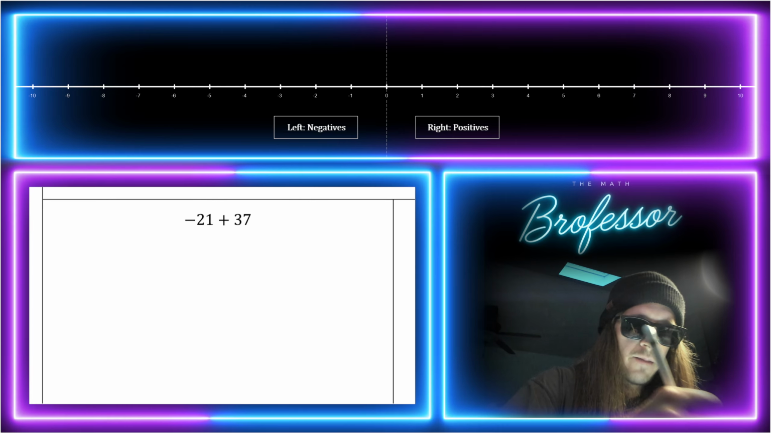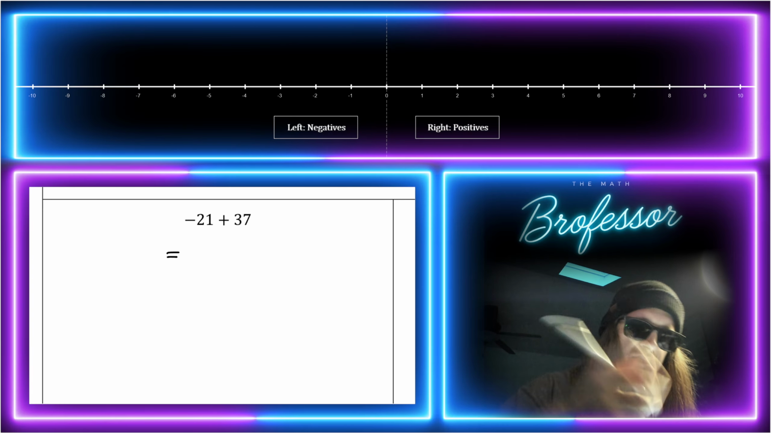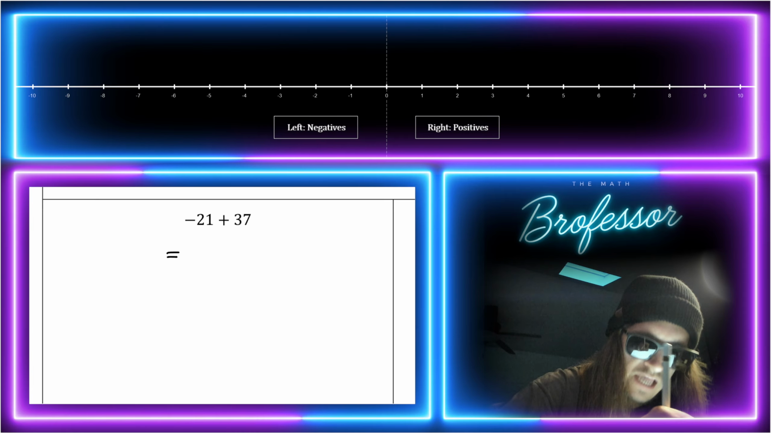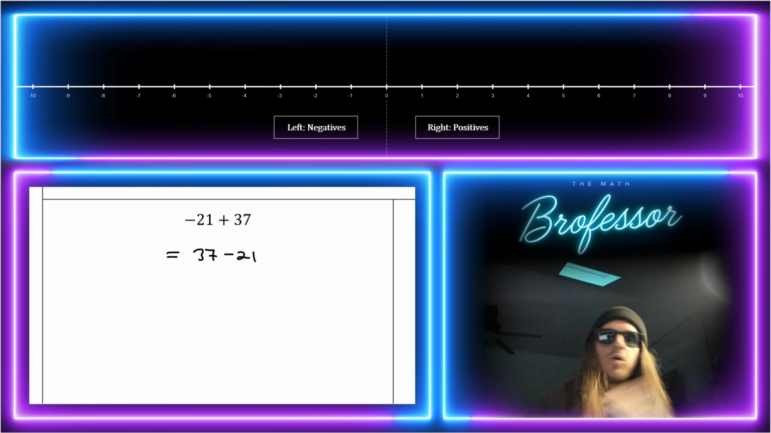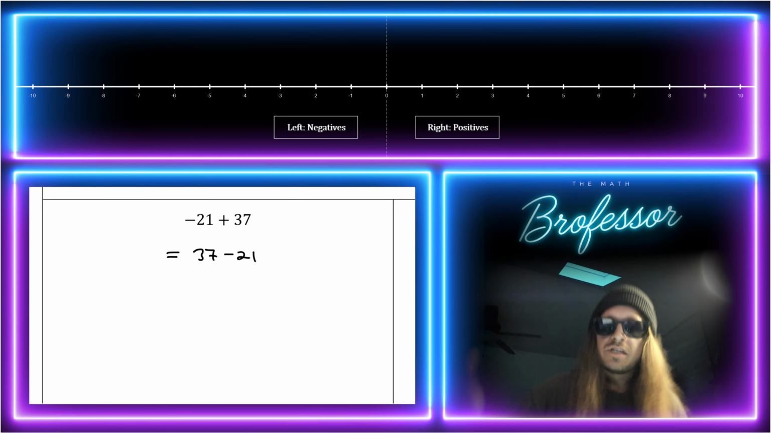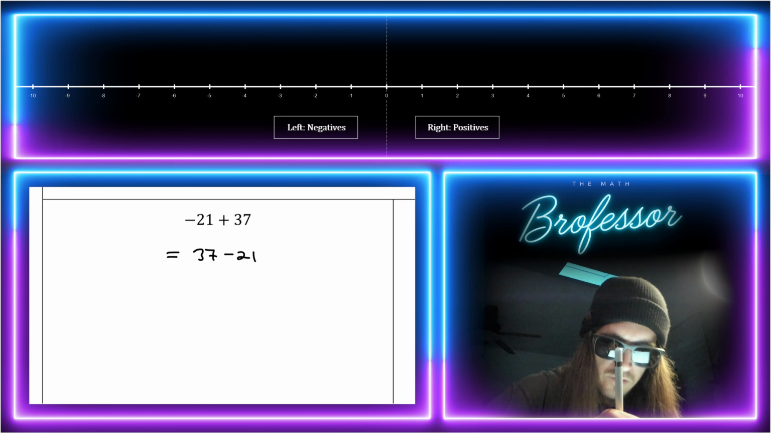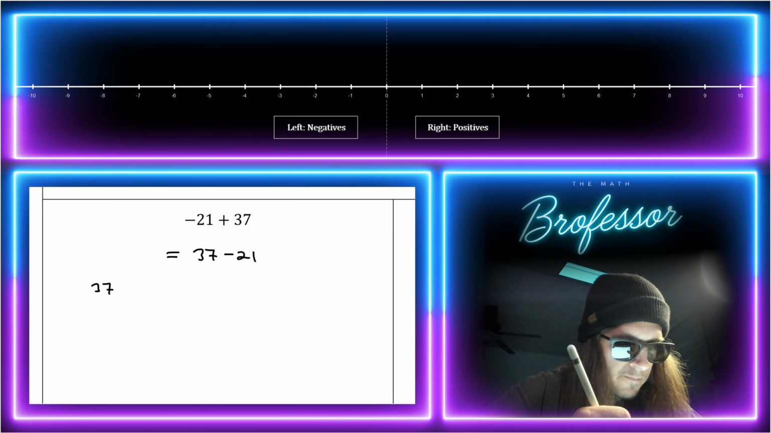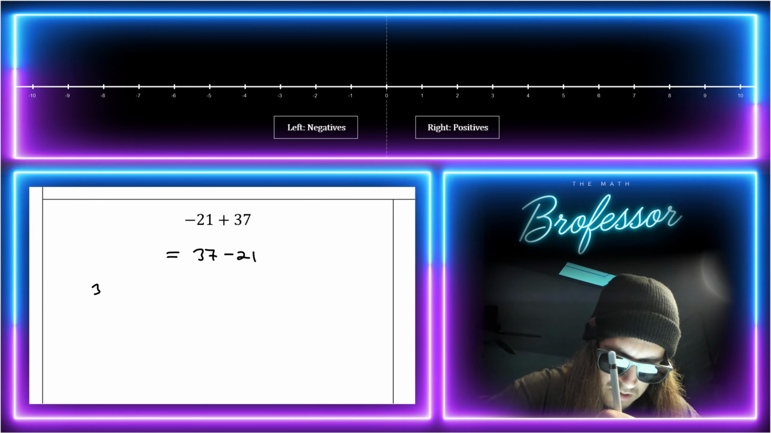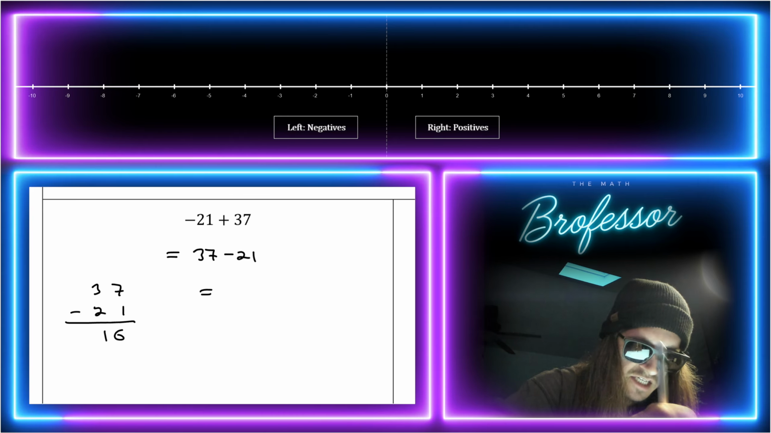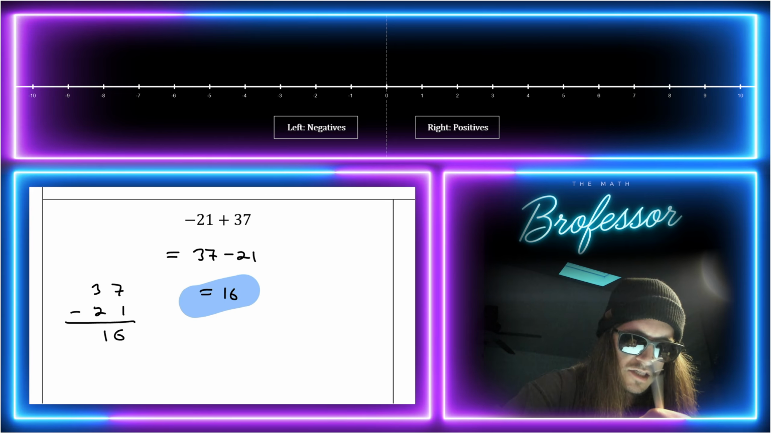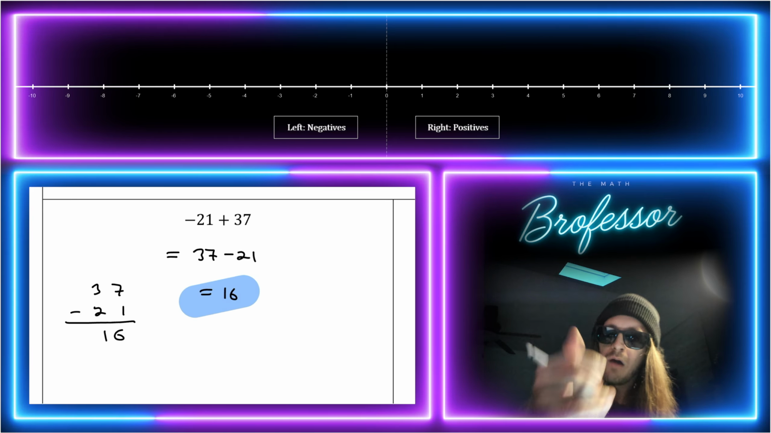Negative 21 plus 37. When I say this is the same as type 3, I'm saying this is the same as 37 minus 21. You don't have to do any opposites here because 37 minus 21, that's the bigger number first. So put the bigger number on top. 37 minus 21. 7 minus 1 is 6. 3 minus 2 is 1. This is 16. No opposites. Just flipping it around. It's the same thing.